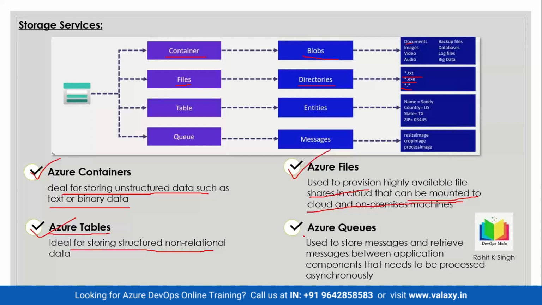Same goes with the Azure queuing service. This queuing service is used to store and retrieve messages between applications that need to process asynchronously. You remember this word, asynchronously. Now, this queuing service is also not a replacement for the other queuing services you have. Like we use SQS and all this, so this is not a replacement of those services.